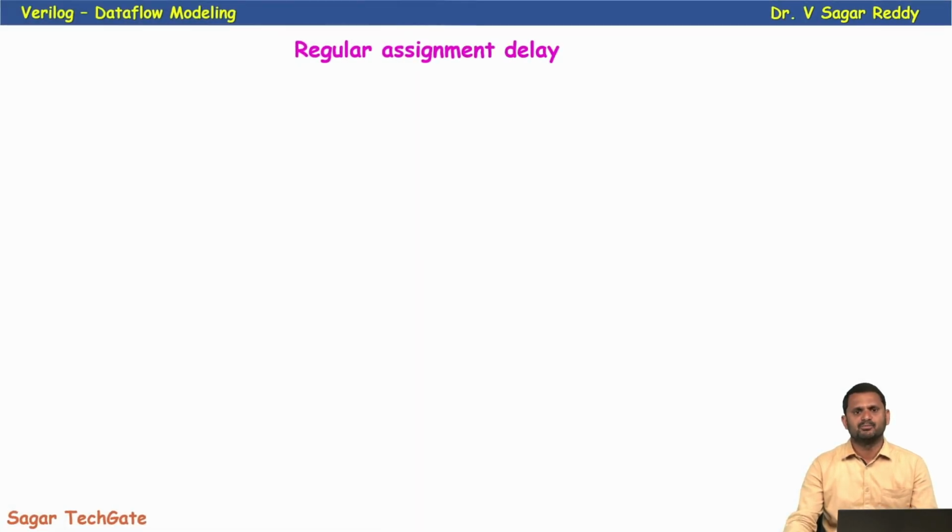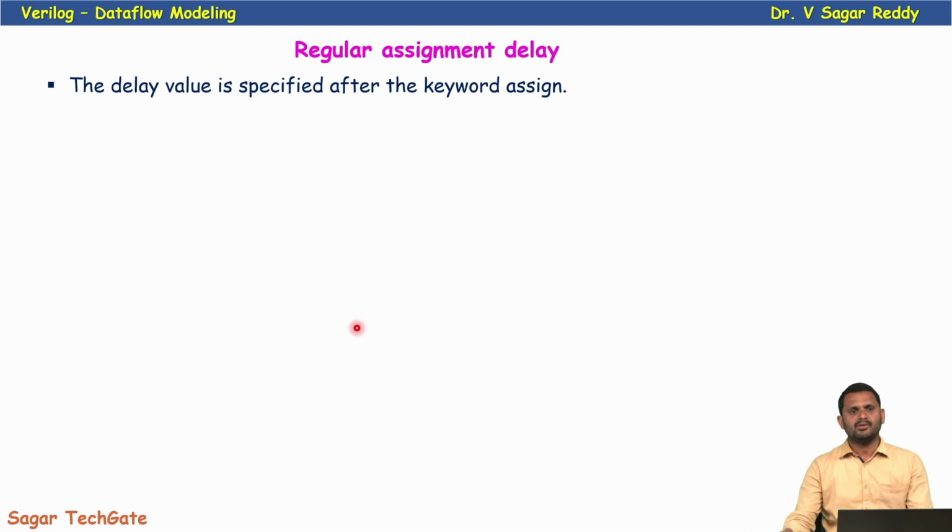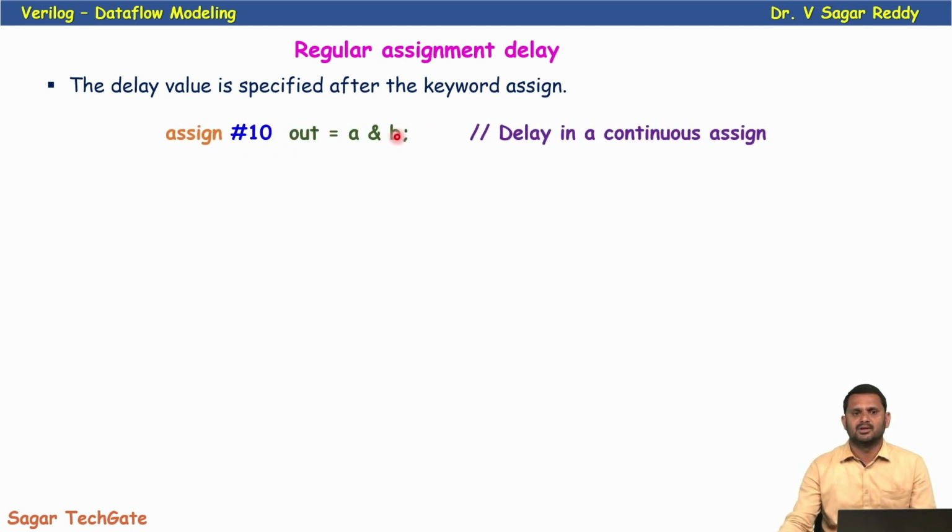So first one, regular assignment delays. The delay value is specified after the keyword assign. Here is a simple example: assign #10 out = A & B. This is a delay in a continuous assignment. Delays are specified in Verilog by using the hash symbol, so #10 means we are providing a 10 time unit delay.